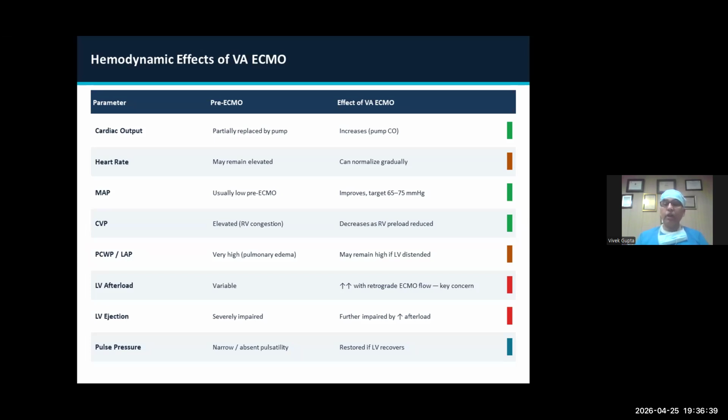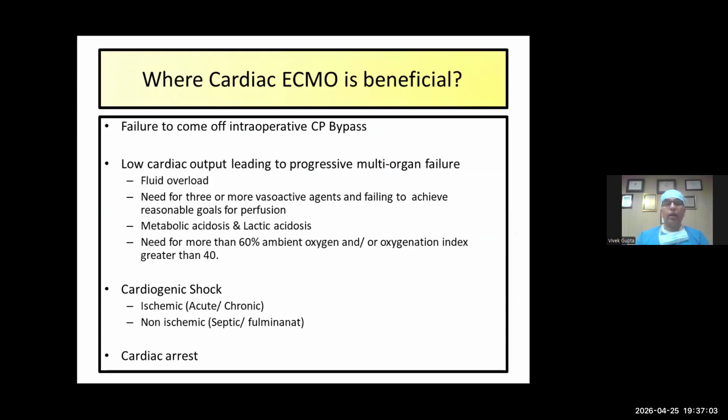LV afterload is definitely going to increase because we do a retrograde ECMO. And LV ejection, which is severely impaired, can worsen further if we increase the afterload. So this is why I said that afterload needs to be taken care of, so that we maintain the LV ejection. And pulse pressure will definitely start improving once the LV recovers.